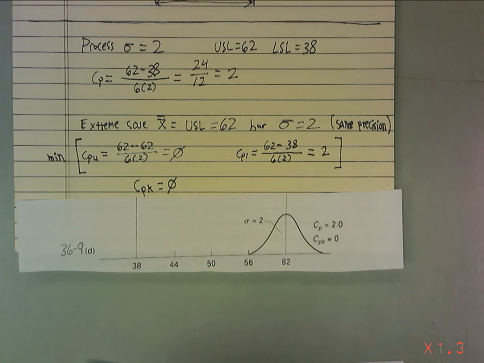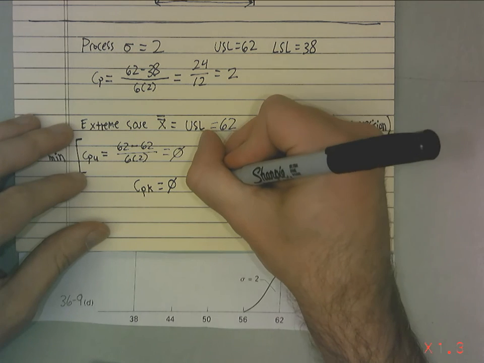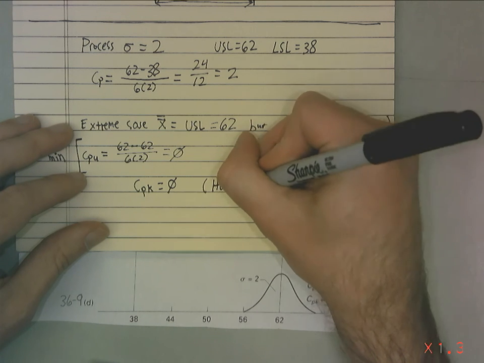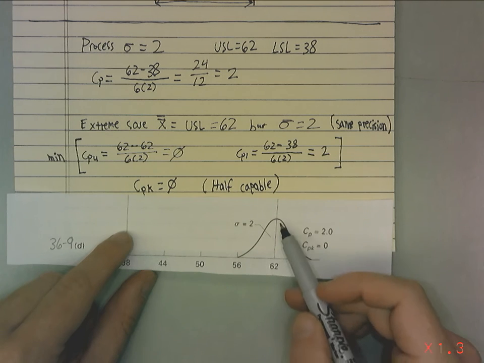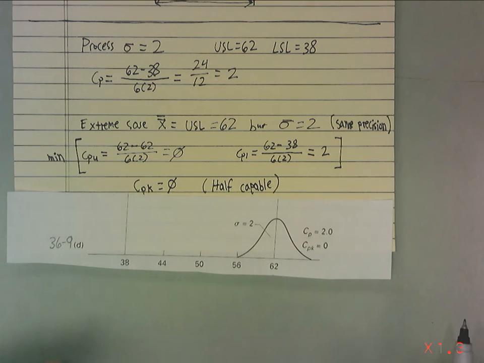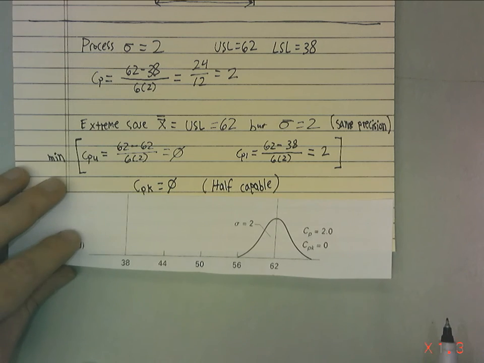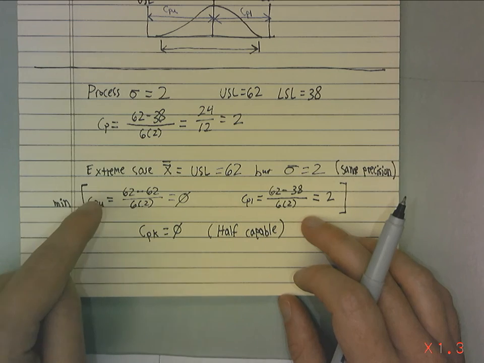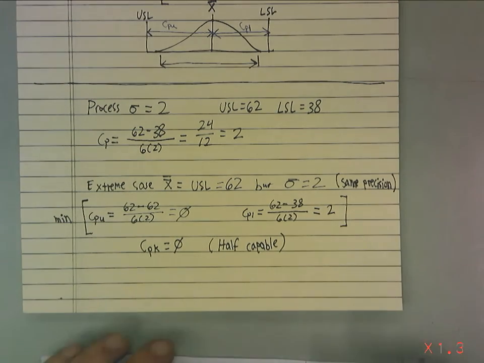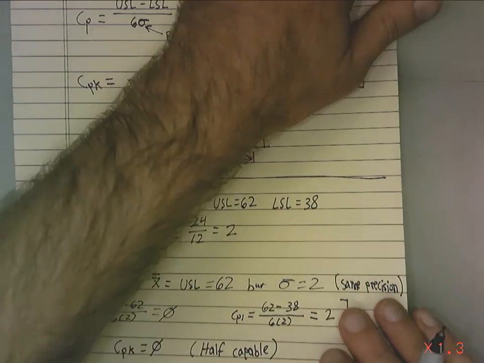So what does that tell us? That tells us our process is at best only half capable. So this is half capable. We're literally producing half bad parts. Yuck, right? Okay. So that's an example of doing CP versus CPK. Okay, so why check CP at all if we've got CPU and CPL for CPK?